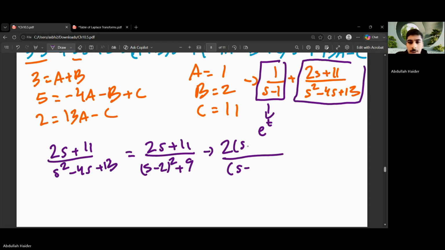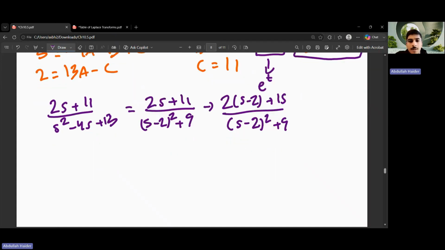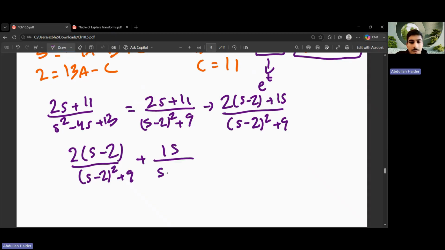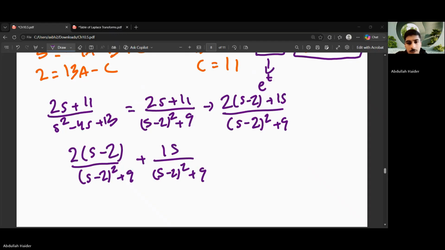2s minus 2 minus 4, from minus 4 to 11 you have to add 15. So 2(s minus 2) over (s minus 2) squared plus 9, plus 15 over (s minus 2) squared plus 9. Now you can easily do the inverse Laplace of this.